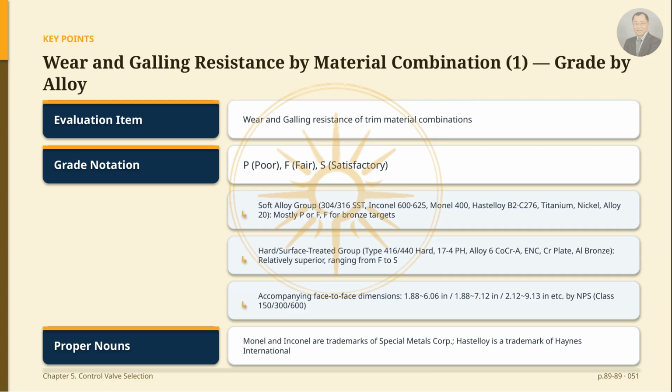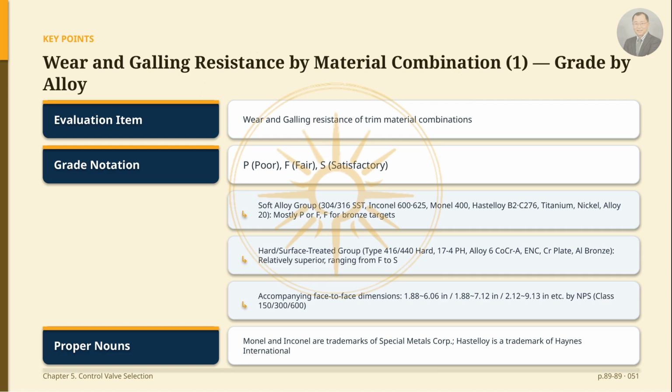Relatively soft alloy groups, such as 304 and 316 stainless steel, Inconel 600 and 625, Monel 400, Hastelloy B2 and C276, titanium, nickel, and alloy 20, mostly show P or F ratings when combined with each other, and show an F rating when combined with bronze. On the other hand, hard or surface-treated material groups, such as Type 416 hard and 440 hard, 17-4 PH, alloy 6, Co-CrA, electroless nickel coating, ENC, chrome plating, and aluminum bronze, show relatively superior resistance with F to S ratings.